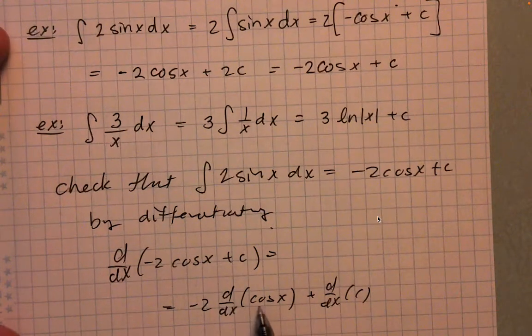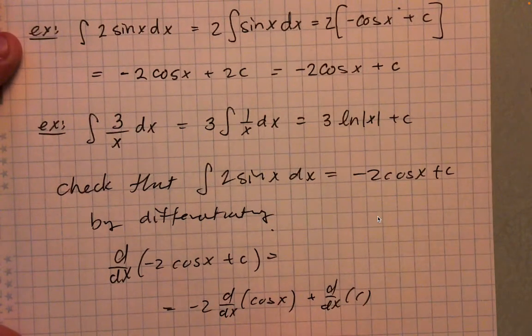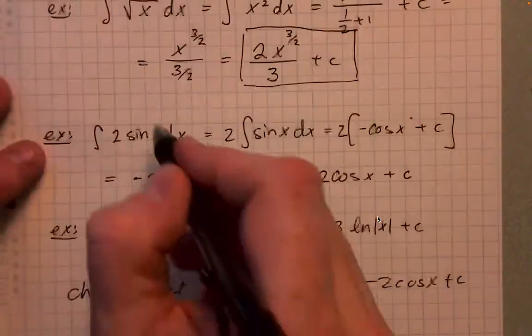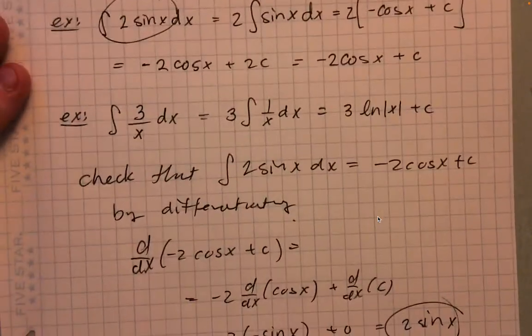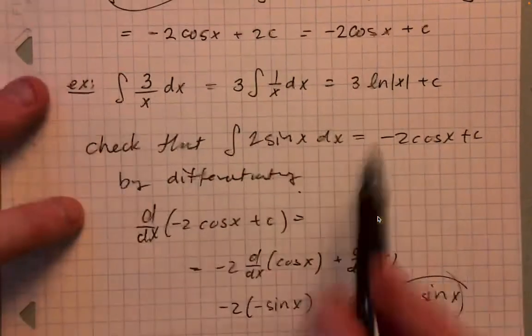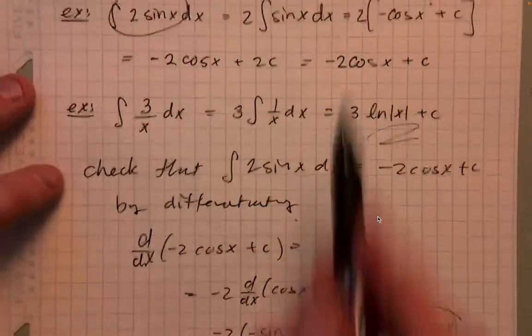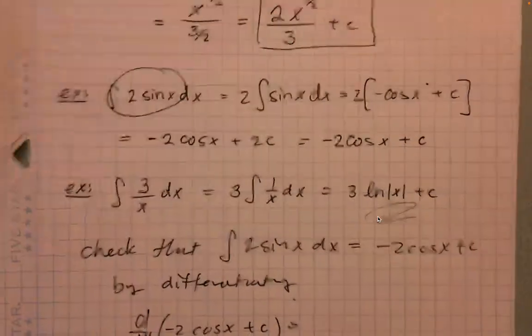And, well, I can differentiate the cosine. I get negative 2 times negative sine plus 0. And so what do I get? 2 sine, which is what I have up there as well. So I can check those, and I can similarly check this one. Any of these that I've done, we can check. You can always check them. So kind of get into that habit.